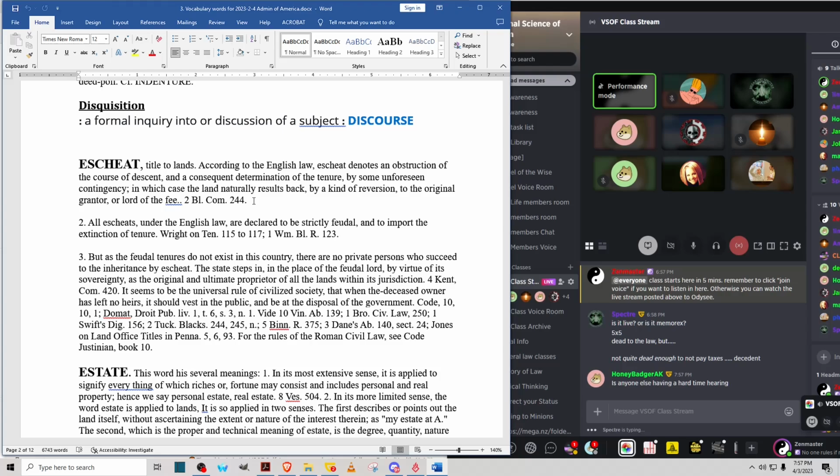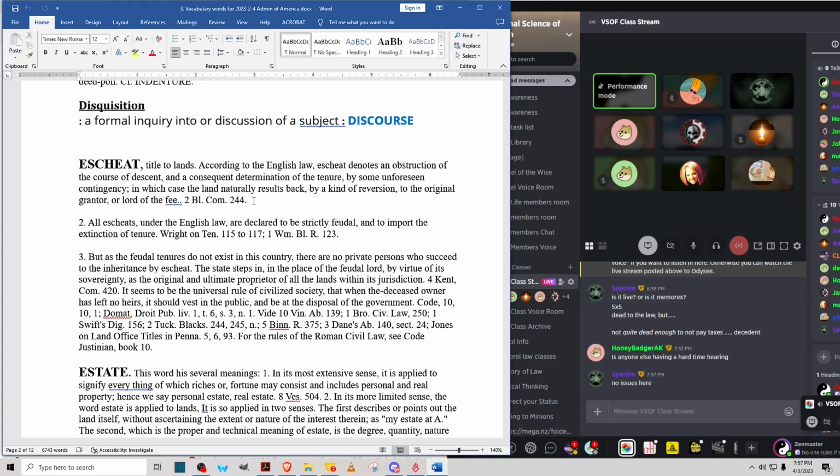Number 2, all escheats under the English law were declared to be strictly feudal and to import the extinction of tenure, because the king was the one that owned all the lands, okay? But number 3, as the feudal tenures did not exist in this country, meaning America, there are no private persons who succeed to the inheritance by escheat, meaning there's no king, right? The state steps in, notice that's lowercase s state, by the way. The state steps in the place of the feudal lord by virtue of its sovereignty as the original and ultimate proprietor of all lands within its jurisdiction.